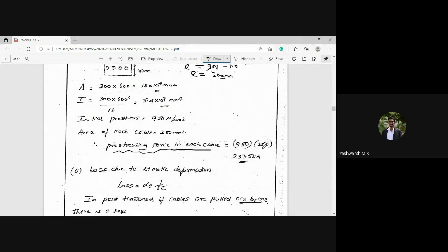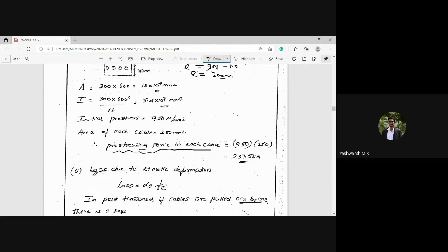That is 250, which is equal to 237.5 kilonewton. So this is very, very important. Since the cables are tensioned or pulled one by one, I need to calculate the pre-stressing force in each cable. Is it clear? Next, let me go ahead.